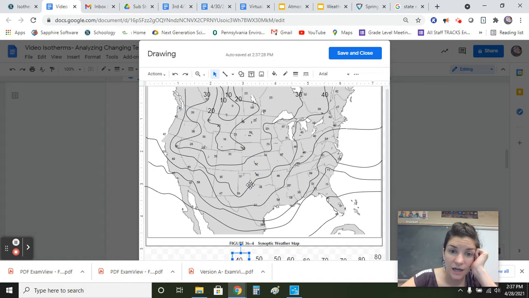We can follow that line. We're going to come out over here. So let's grab that other 40. The next line up would be 50. So let's grab the 50 line.